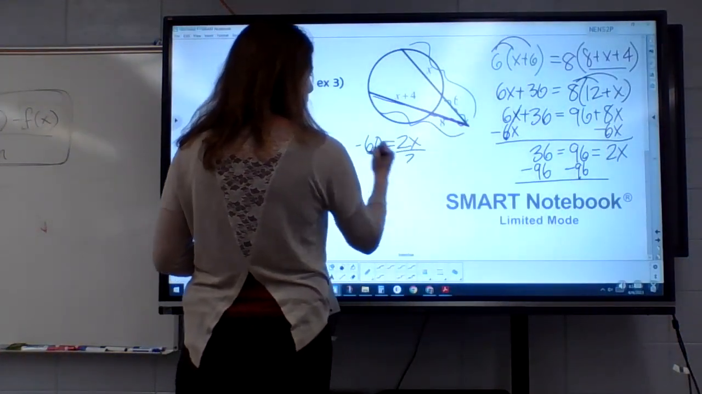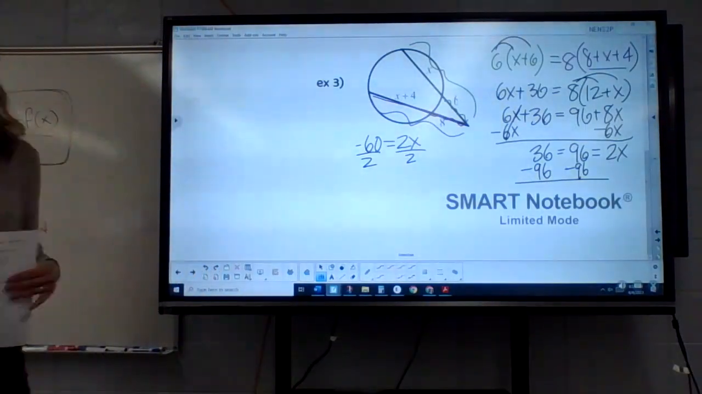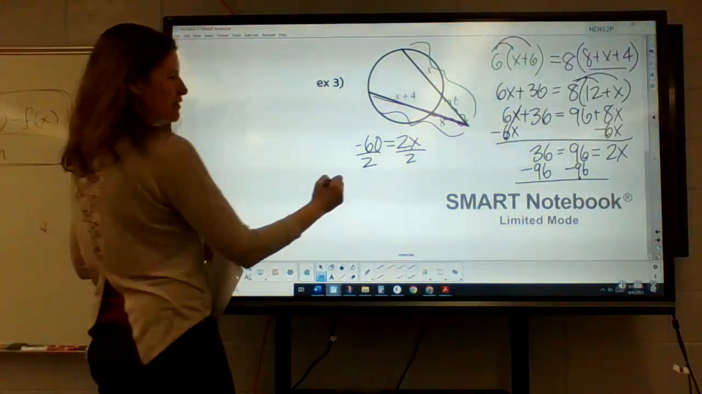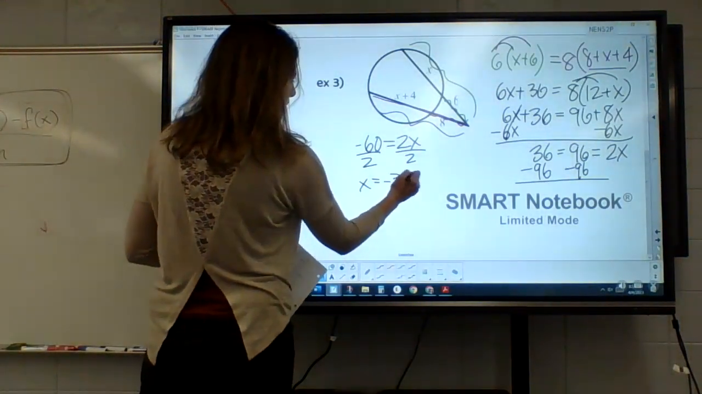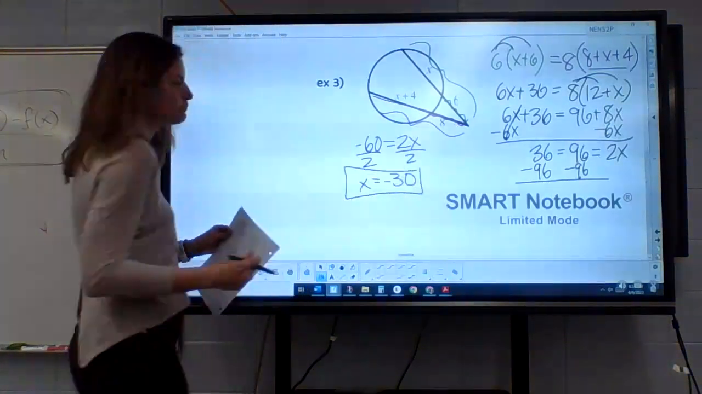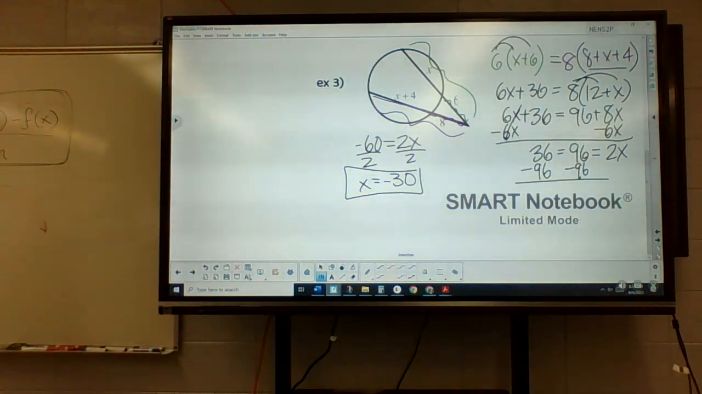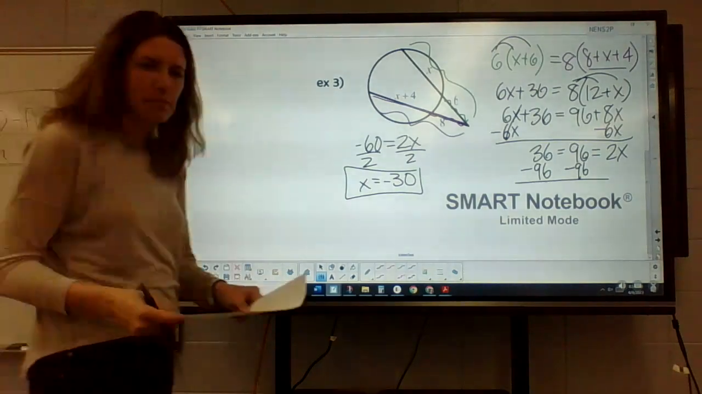And so this is probably just a poorly written question, because it doesn't really make sense to have a negative side length, but we're just going to go with it. Is that possible? Not really. Not in the type of geometry we talk about.